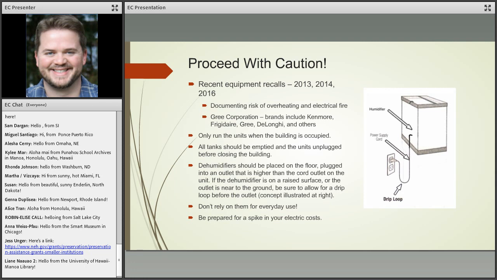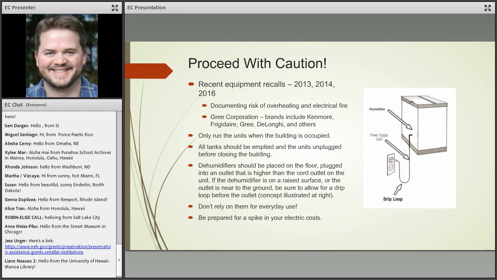Ideally, the dehumidifier should be placed on the floor. I've run into a lot of scenarios where they have them up on a stool or up on a small tabletop in order to get better circulation or just because of floor space, whatever the issue might be, maybe sometimes to keep it up out of water. If that's the case, the diagram at right is the concept of a drip loop. We want to make sure that there's no water anywhere from the system, from the tank, from the dehumidifier that can somehow make its way via the power cable back to your electrical outlet and start an electrical fire. So please keep that in mind. Wherever possible, try not to use them for everyday use.